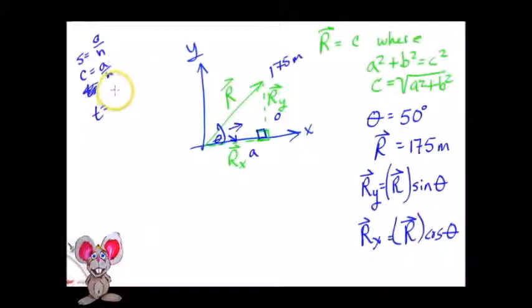So tangent is opposite over adjacent. So this over this gives us tangent, right? This is opposite theta, this is adjacent theta. Now, these are our trigonometric functions. So these are trig functions, right here. Now, we can add another angle here, and we'll call it alpha.